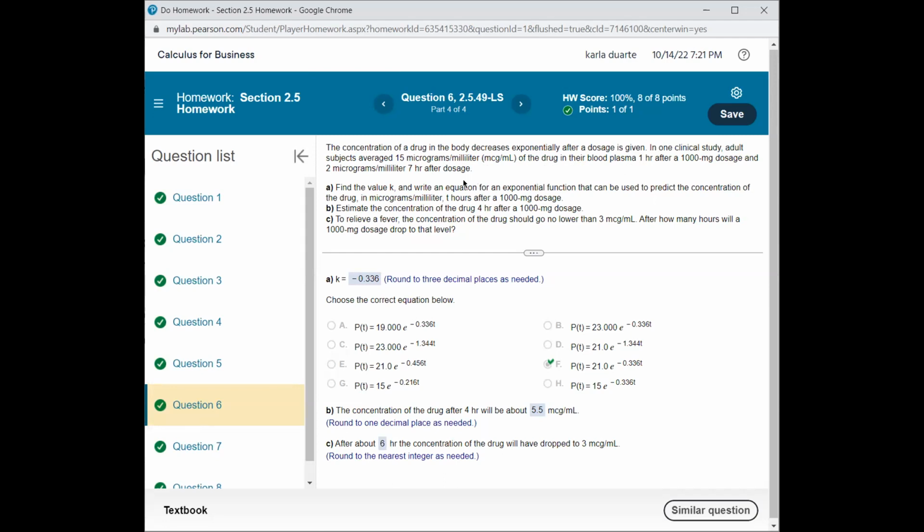Now, this is something that sometimes problems do, okay? And it says find the value of k and write an equation for the function that can be used to predict the concentration of the drug in micrograms, t hours after a 1,000 milligram dosage. Okay, we're going to deal with part A right now, okay? Now, what's different about this is how you work out the math a little bit, okay?